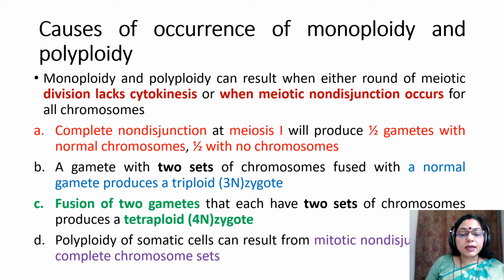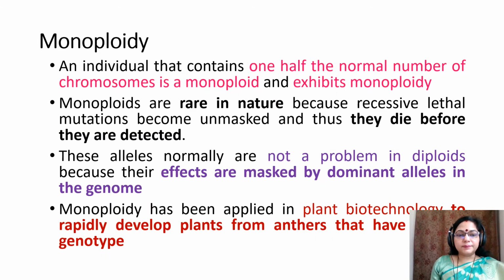Polyploidy of somatic cells can result from mitotic non-disjunction of complete chromosome sets. Monoploidy: an individual that contains one half of the normal number of chromosomes is a monoploid, and it exhibits monoploidy. Monoploids are rare in nature because recessive lethal mutations become unmasked and they die before they are detected. These alleles normally are not a problem in diploids because their effects are masked by dominant alleles in the genome.